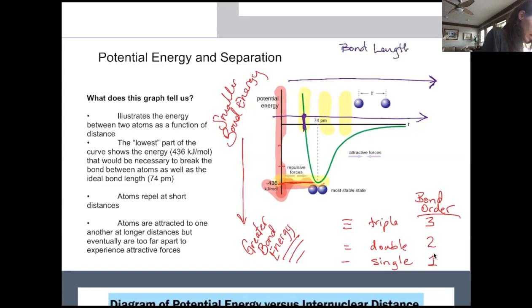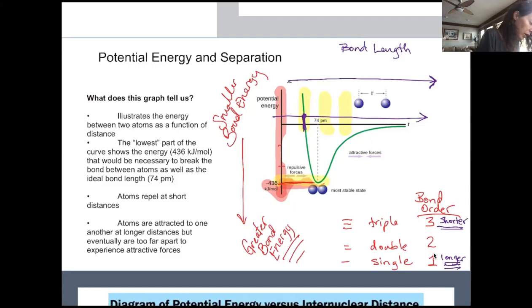And I also know that a bond order of 3 is shorter than a bond order of 2, and a bond order of 1 is longer. So remember, the shorter the distance, the closer the proximity, the stronger the attraction. The longer, the further the proximity, the weaker the attraction.